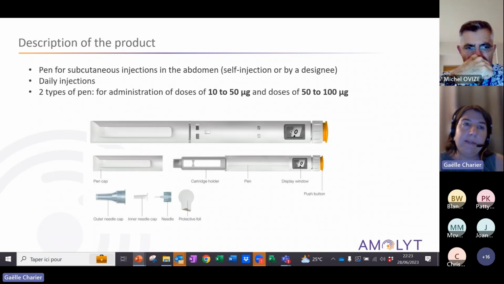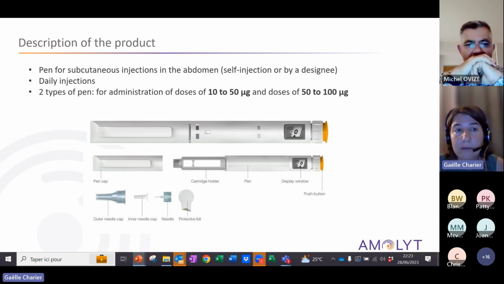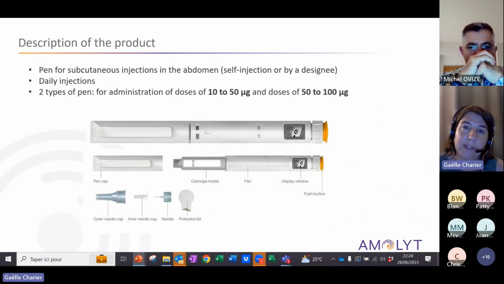So the product itself is presented in a pen for subcutaneous injection in the abdomen. As I mentioned before, it will be self-injection or by a designated person. The injections will be daily in the morning, approximately at the same time every day. And we have developed 2 different types of pens depending on the dose that will be administered. So there will be a pen that administers doses from 10 to 50 micrograms, and a pen which delivers doses from 50 to 100 micrograms.